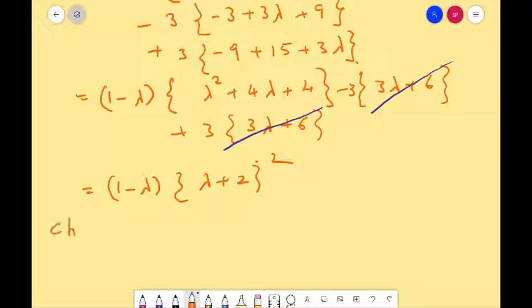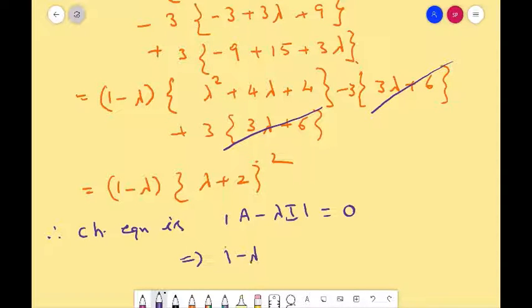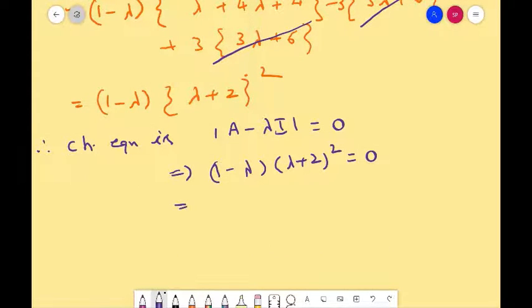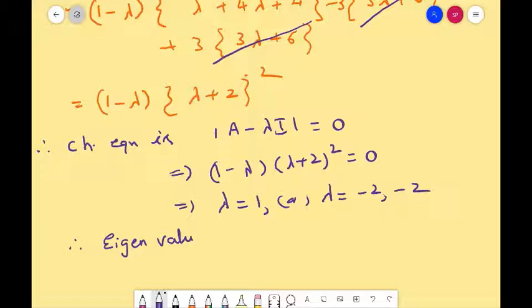Then what is the characteristic equation? Therefore the characteristic equation is det(A − λI) = 0, that is (1 − λ)(λ + 2)² = 0, which implies λ = 1, or λ = −2, 2 times. So therefore, what are the eigenvalues or characteristic values? Eigenvalues are 1, −2, −2. These are not distinct, because these two are repeated.